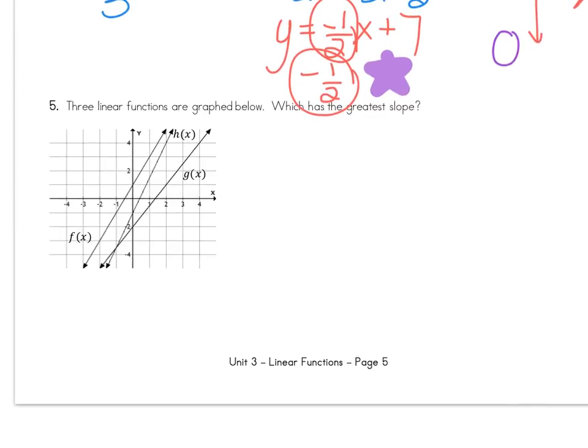Okay, 5, we're almost done. 3 linear functions are graphed below. Which one has the greatest slope? That just means the steepest slope. So which line is the steepest?